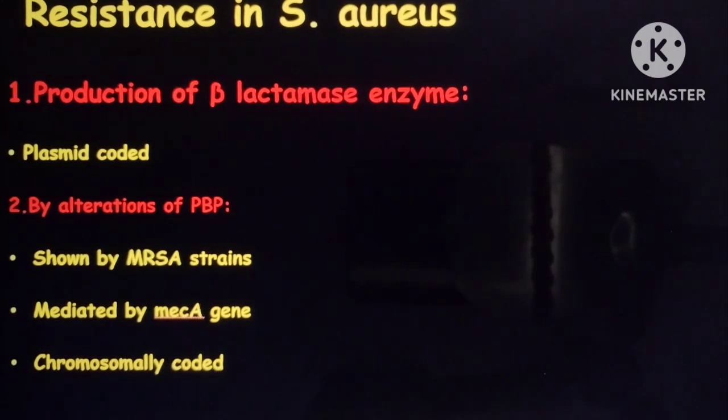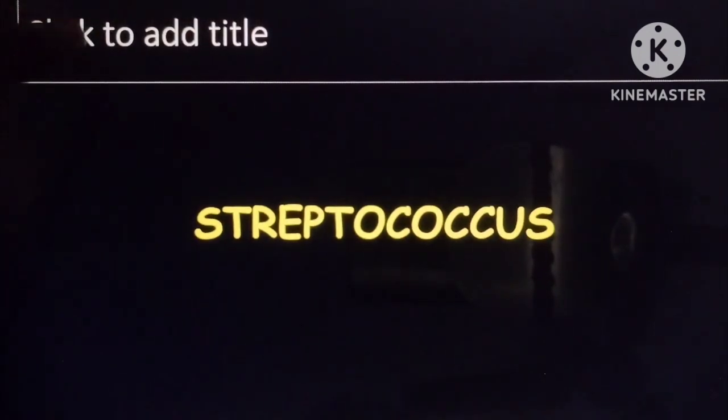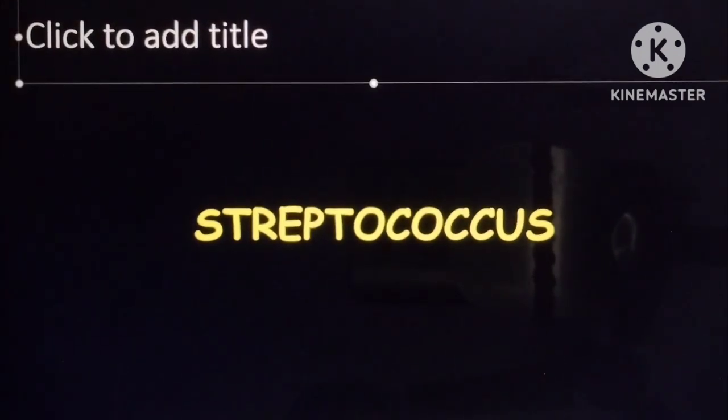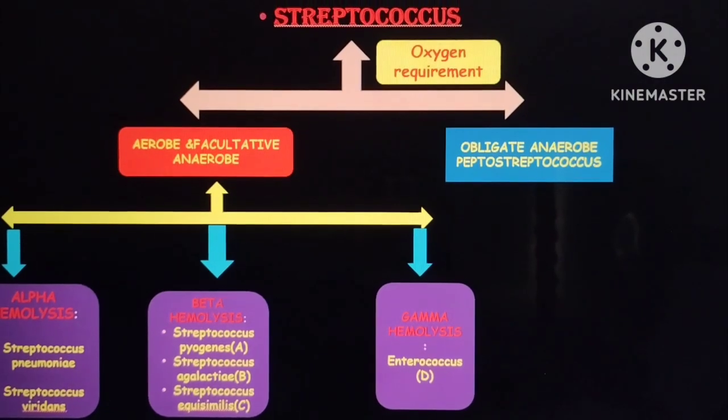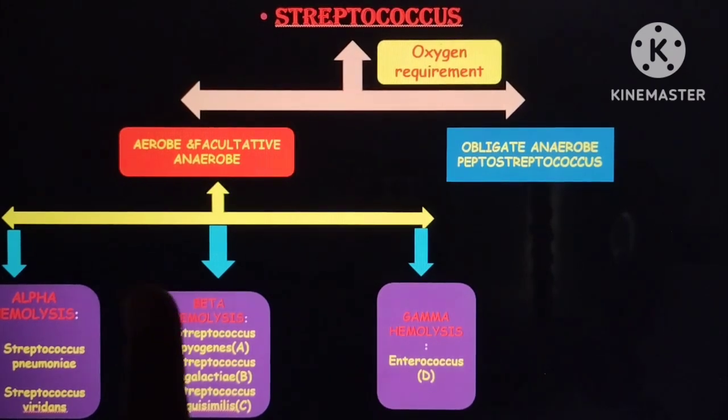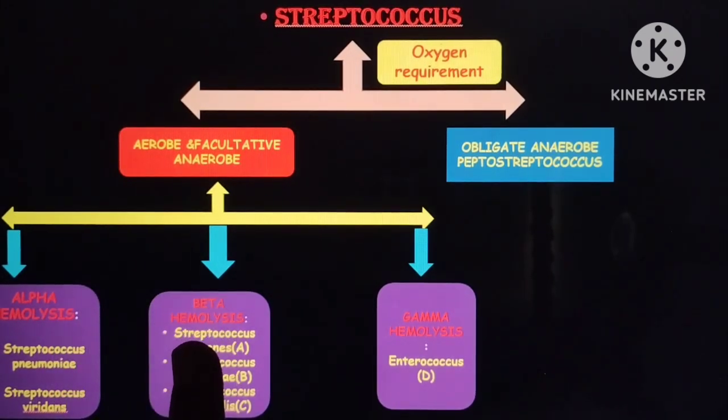Next we will learn about Streptococcus. Here you want to remember this classification. First, Streptococcus classification is based upon oxygen requirement. It is classified into aerobe, facultative anaerobe and obligate anaerobe. Under obligate anaerobe, it is Peptostreptococcus.